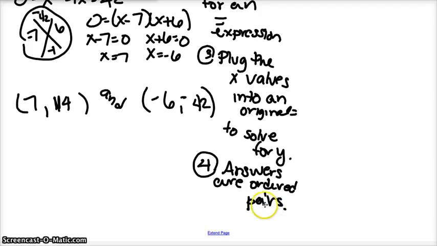And ordered pairs, oops, that's an I in there, are always an x comma y. So we found an x value, we plugged it back in, got 114, found the other x value was -6, plugged it in to get the -42.